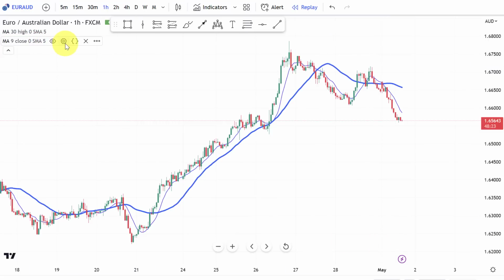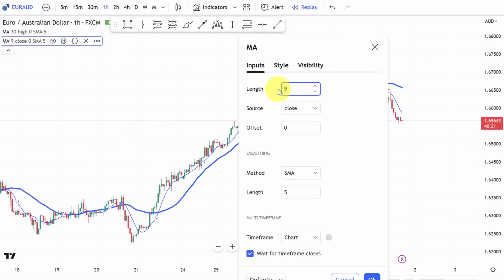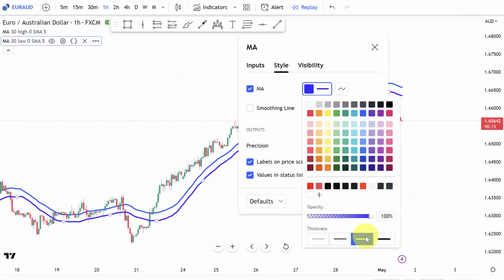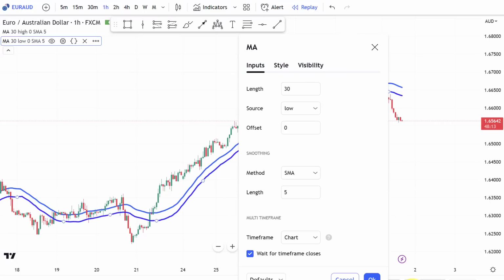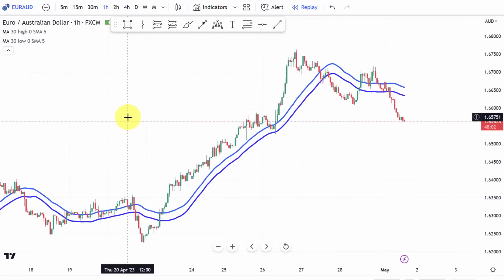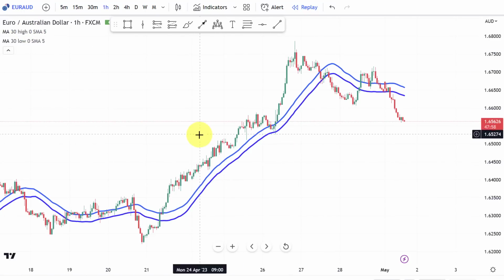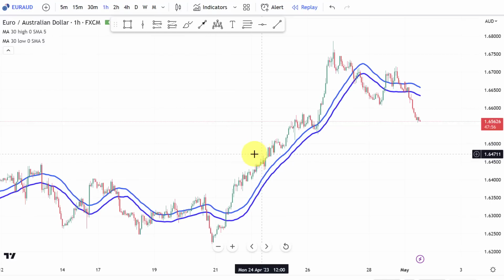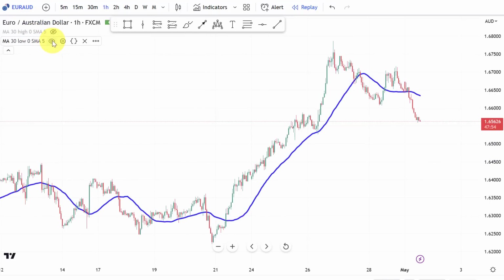And then we do the same for the lower part. We open the settings, we choose the same length, and this time we choose the low. This gives us the lower boundary of the channel. I just change it to thicker, and now we have the 30 applied to the low, and you can see now this is giving us this channel. Of course, you can change the settings, the length of the channel, but this is what you have now. It's automatically applied to all of your time frames.